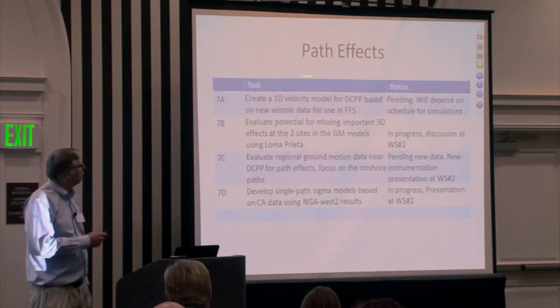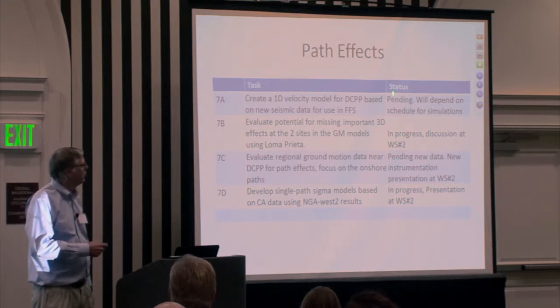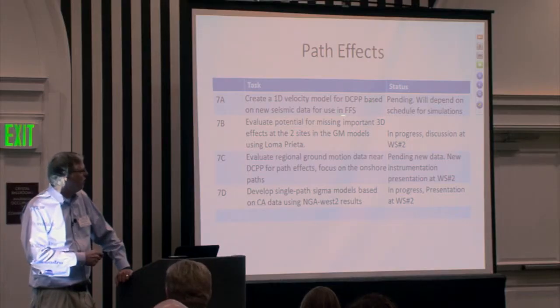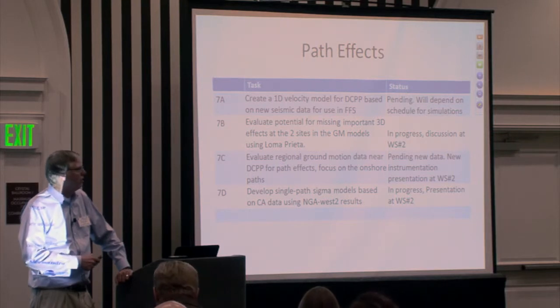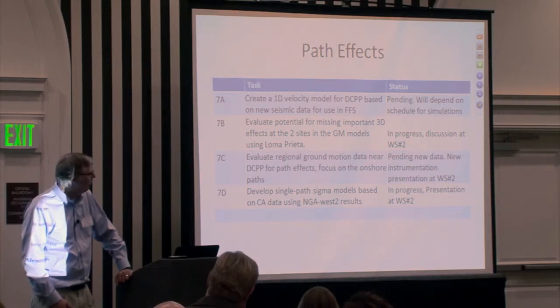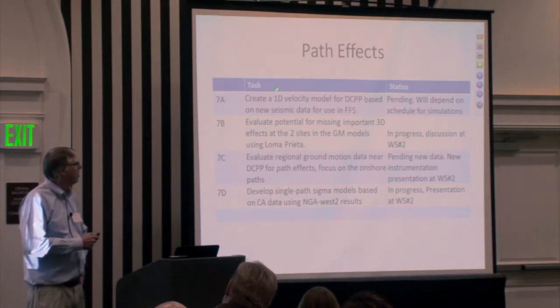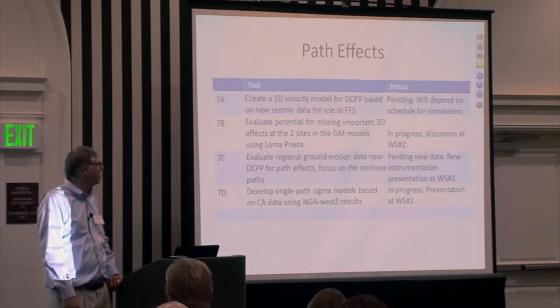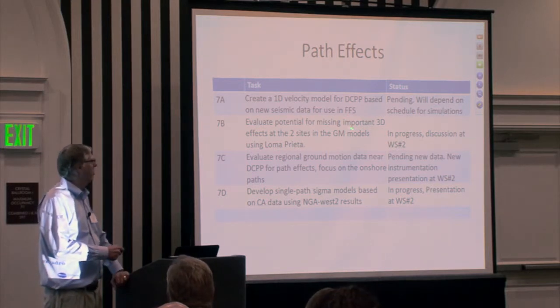So one part here was to start to use a series of 1D velocity models derived for Diablo Canyon based on the new seismic data that's available. That could then be put into the kinematic simulations and doing forward cases here. This work has not happened yet. We're really trying to see what our schedule is going to be for the simulations, and will we be able to incorporate other suites of velocity structures and Green's functions, or if we're going to use generic ones at this time.